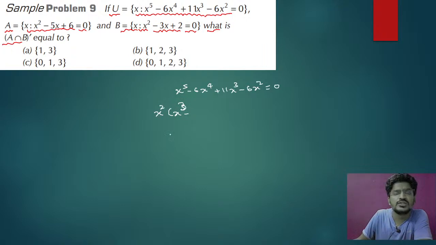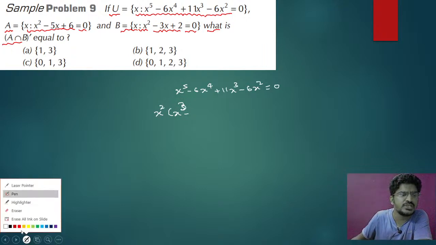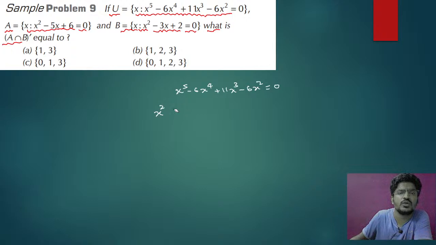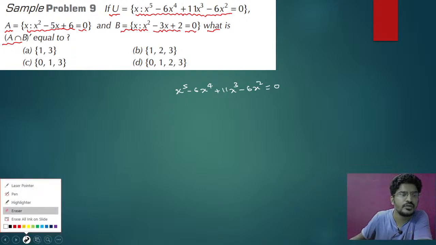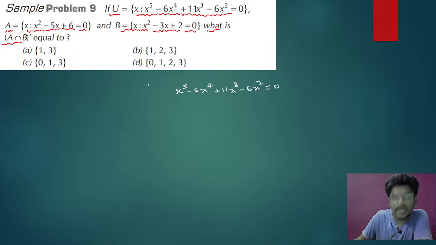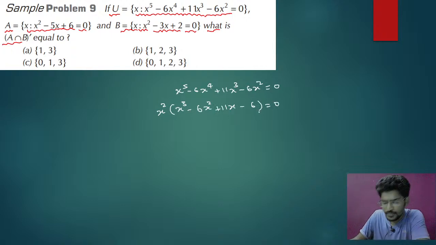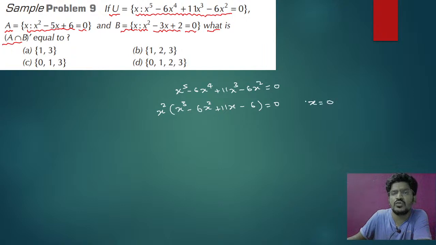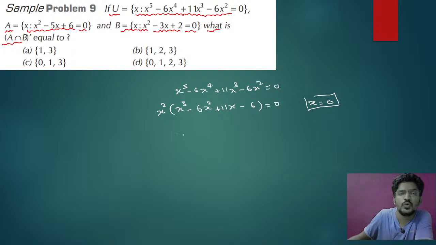Okay, so I will take x square common from this. If I take x square common from this, what will remain? So just see, I will take x square common, and x cube minus 6x square plus 11x minus 6 will be equal to 0. Okay students, so from this you see x equal to 0 will be one of the solutions in the set U.